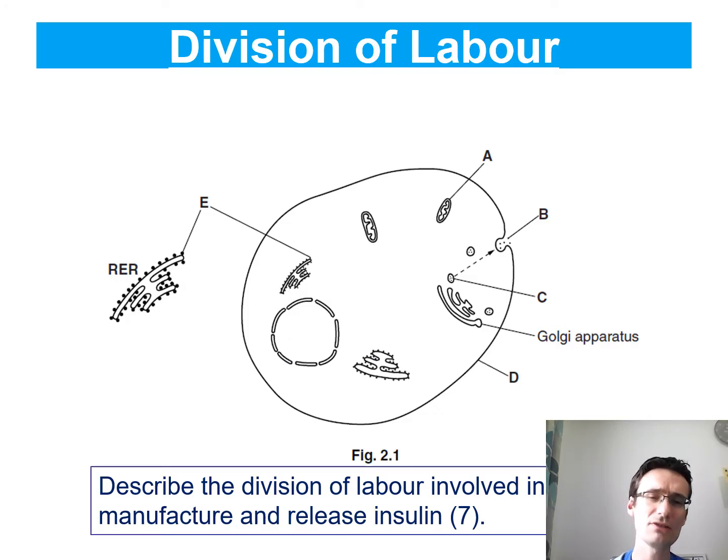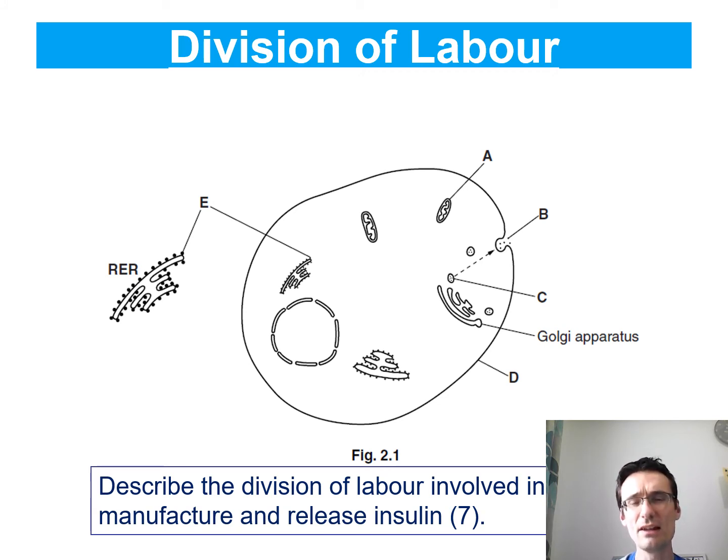So you might get a question that looks like this. It says, describe the division of labour involved in the manufacturing and the release of insulin. 7-mark question. Now, if you've got this question, it would want you to talk your way through it. It might not be a question you can necessarily do very well at the minute, but you'll understand it much more later in the year. But based on what we've just gone over, you should be able to link some answers together.